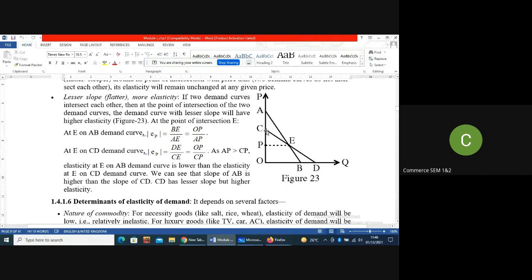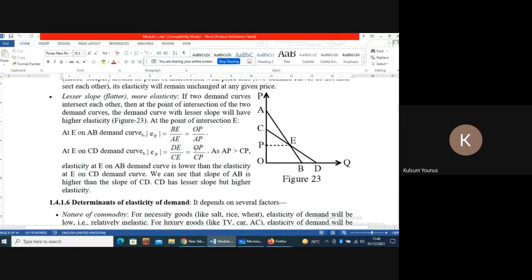Now look at the CD demand curve. For the CD demand curve, sir, DE is divided by CE, and that will be equal to OP divided by CP. Sir, the voice is not clear. Can you hear me now? Yes, sir. If everybody is unmuted, then the voice will automatically not be clear.